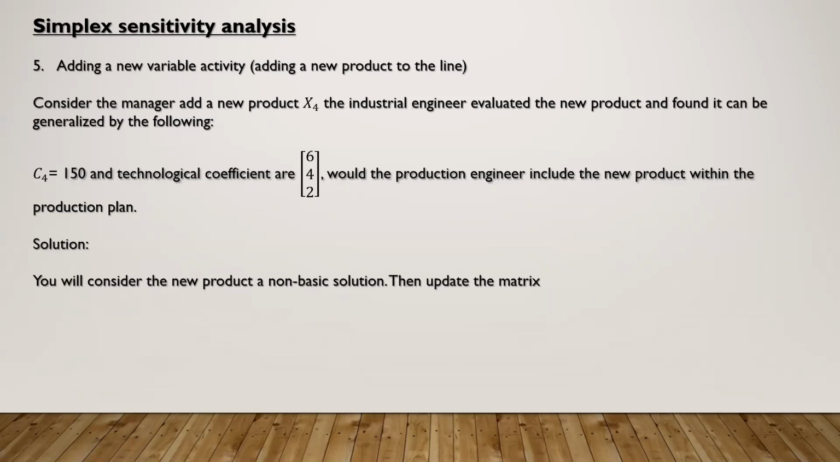So how about the manager, for example, says we have a new product, we should put it in the line. It's X4. To what extent will this product change my matrices over here? So he thinks this product should be included. The profit for it was 150. The technological coefficient for it was this rate, so it consumes 642 from the 3 constraint.